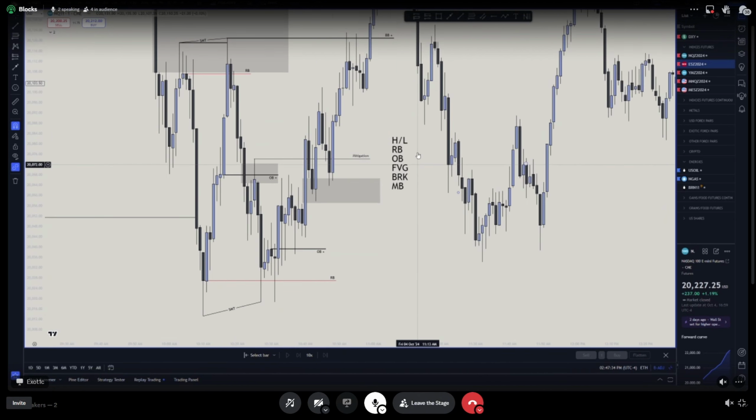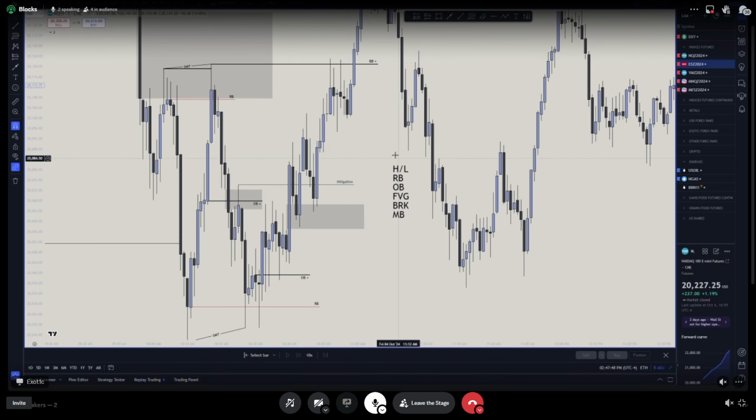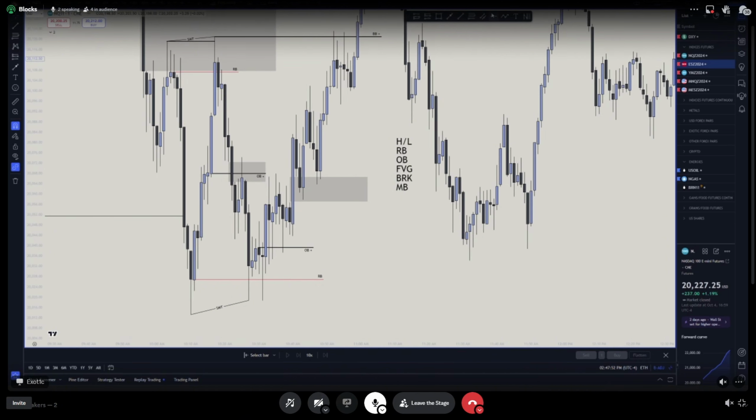But if we're actually predicting a market maker buy model to form, right? Again, it's supposed to make that breaker, then the mitigation. Now we classified this as the SMT here. Cool. We could technically see that happen. By definition, that's not supposed to happen here, right? Not only did we fail to make the breaker block before the mitigation block, we also failed to take the low. Now, there's nothing wrong with this happening, and we can definitely still see a model out of this.